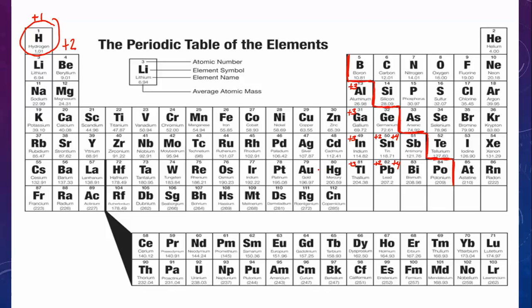Now let's move over here to the transition metals, and let's focus on our friend iron, number 26. Iron can be either +2 or +3. Nickel, +2, +4. Copper can be either +1 or +2, but silver below it is always +1. Zinc and cadmium are always +2.